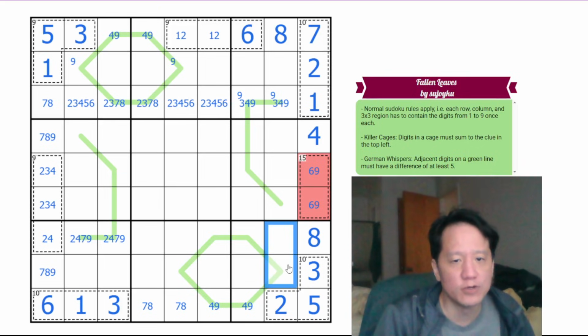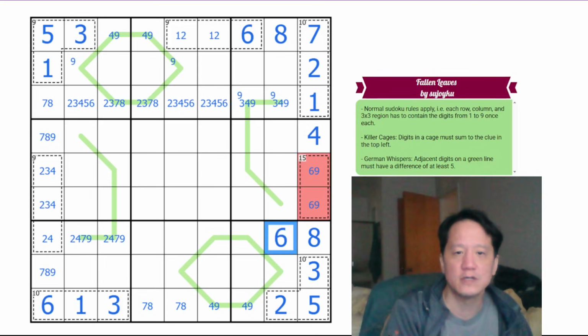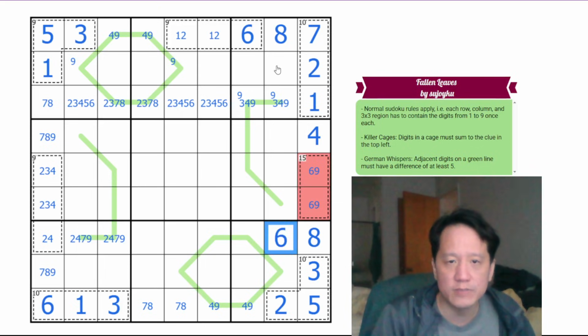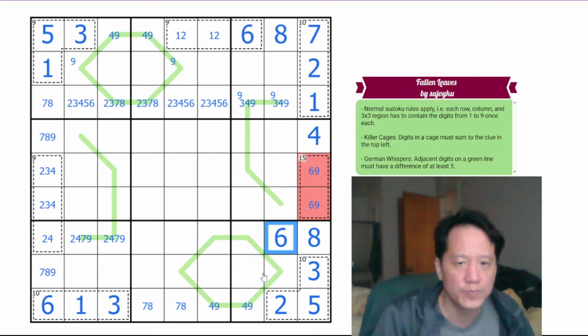6 has to be one of these two digits. But if 6 were here, it would be next to a 4 or 9, which is not 5 away. So this can't be 6. So this must be 6 here. And the reason why we know that is 6 can't be here because of 6 in the box. 6 can't be here because of the 6, 9 pair in the box. So this must be 6 here.